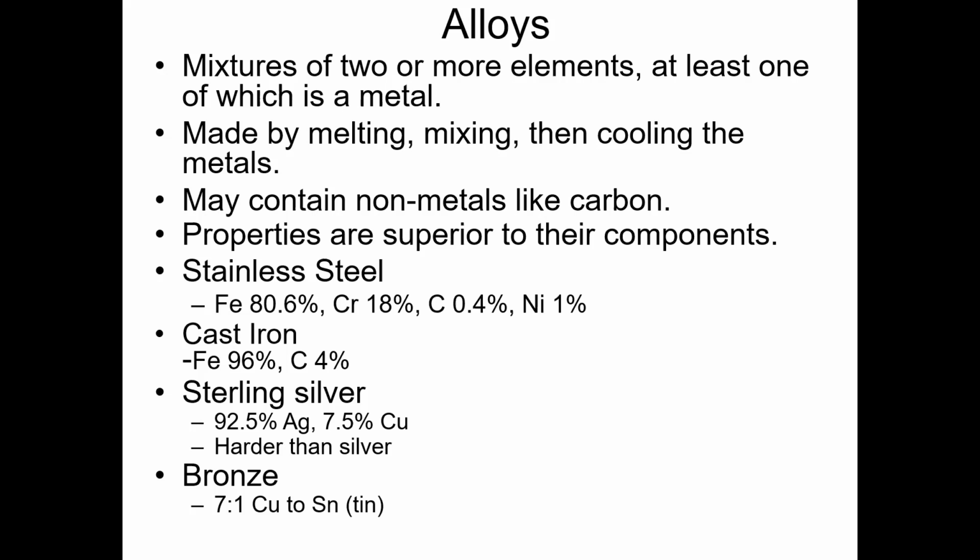Cast iron is iron and carbon. Sterling silver that is used for jewelry is a mixture of silver and copper. What makes it better is that silver is very soft, but with the copper present, it becomes harder and stronger. So that's sterling silver. Then we have bronze, which is a mixture of copper and tin in a ratio of 7:1.